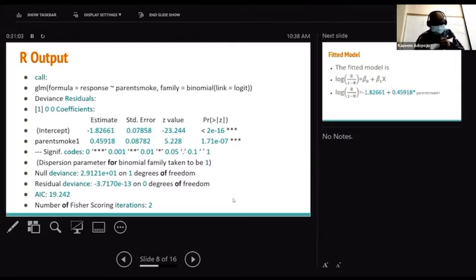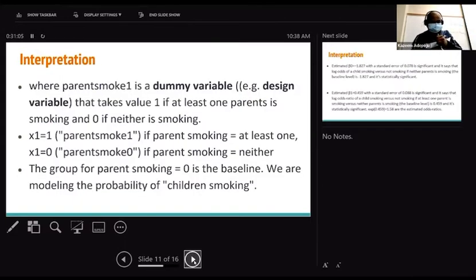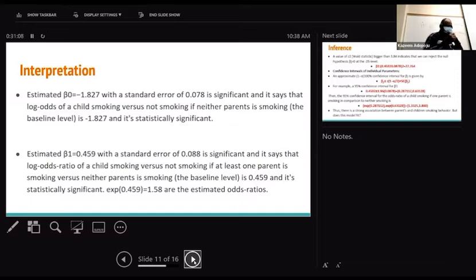Now, the next thing is how do we interpret the slope? Interpreting the slope: the log odd ratio of a child smoking versus not smoking, if at least one parent is smoking versus neither parent is smoking, is 0.459. That is what we mean. And it is statistically significant, of course, when you look at the p-value.